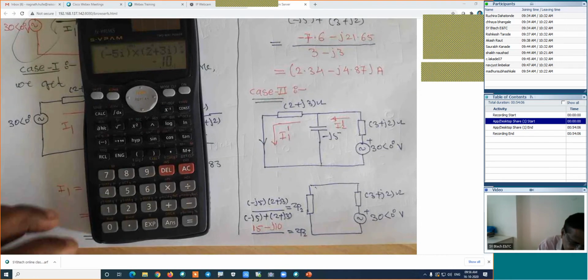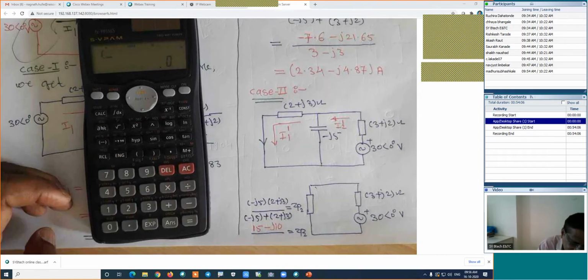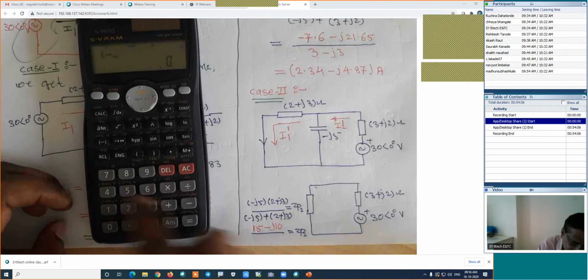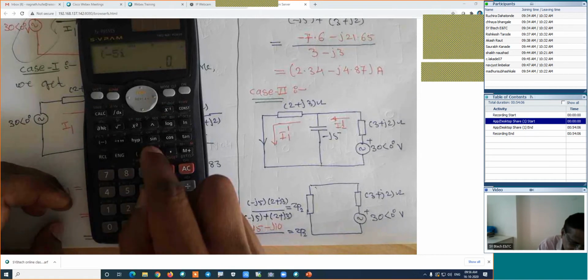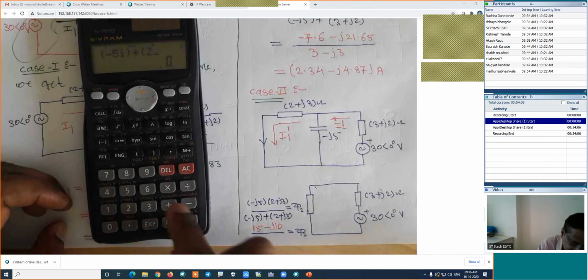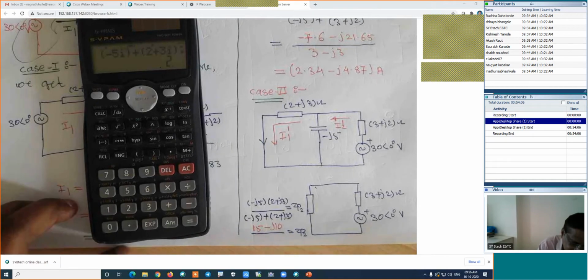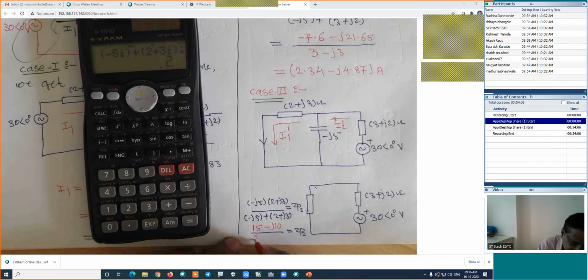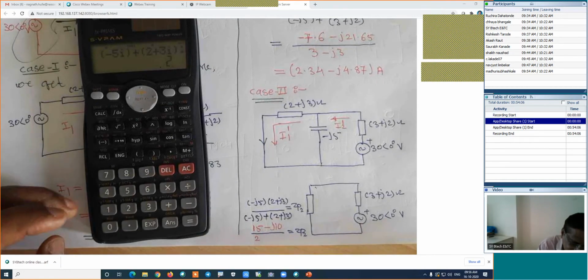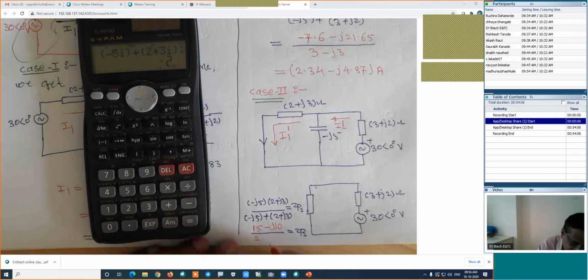Divided by the denominator. In the denominator, this is minus j5, minus 5i, I will close the bracket, plus start bracket, 2 plus j3, 2 plus 3i, I will close the bracket, is equal to. The real part of this calculation is 2. Shift and equal to, then its imaginary part is minus j2.